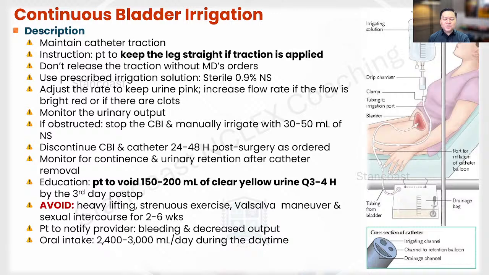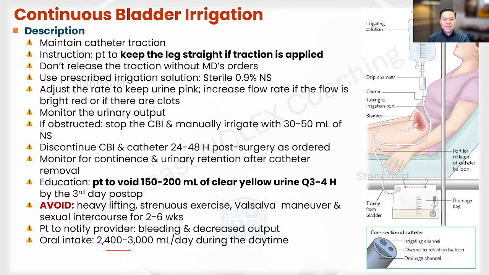And also encourage your patient to take in at least 2,400 mLs to at least 3,000 mLs of water per day. And this is to be done during the daytime. The reason for that is to allow flushing of the urinary system and, of course, to prevent nocturia. So it has to be consumed during the daytime, not at nighttime, or else they're going to end up with nocturia.